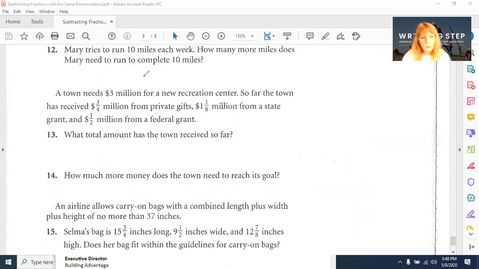And I believe we are at the end of the packet, so let's take a look for a second. Were you able to understand all of these objectives? Can you now subtract fractions with the same denominators and different denominators? Can you subtract mixed numbers? Can you borrow with subtraction? And can you apply your subtraction skills to word problems? So my answer to that would be yes, and I wish you luck on your studying of this packet.